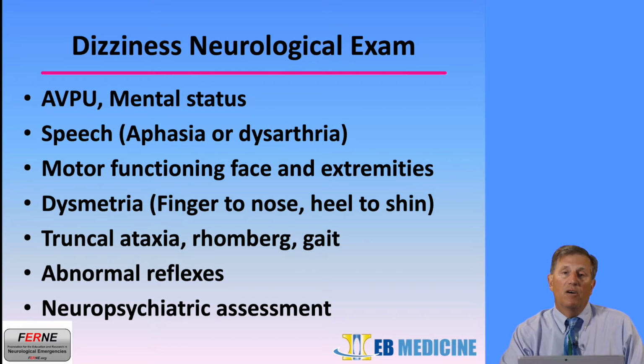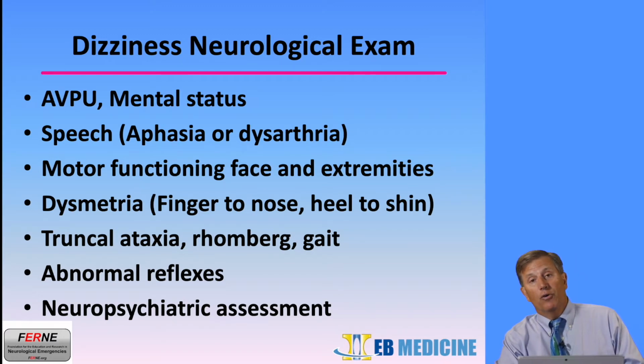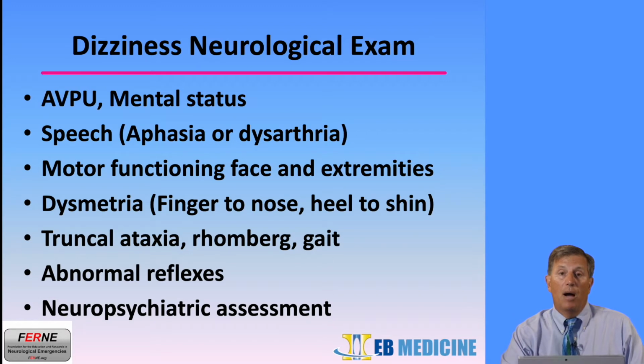What about motor functioning in the face or extremities? Is there dysmetria, abnormal finger to nose or heel to shin? Is there evidence of truncal ataxia, leaning over in the cart? Could there be a problem with Romberg, or do they have an ataxic wide-based gait? Do they have abnormal reflexes? And lastly, you want to do a general neuropsychiatric assessment.